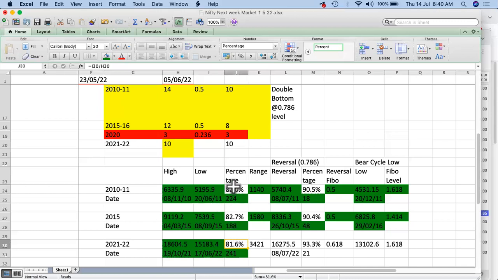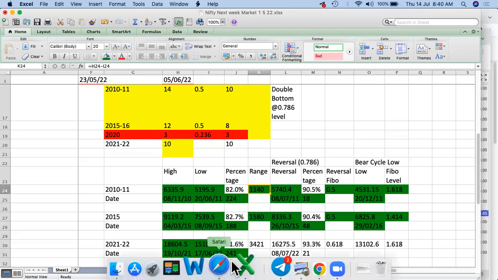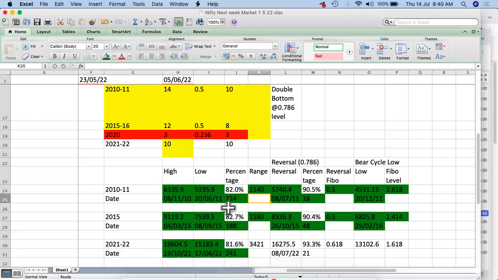So we are seeing this for one cycle, two cycles, and three cycles together, right? The range in terms of points, yes, again the ranges are varying. We are not denying that the range will change. But what similarity we saw is the number of days: 224, and it is coming to 241. So somewhere around approximately the same number of days. The ratio from the high to the low has again been 82%, 82%, 82%.